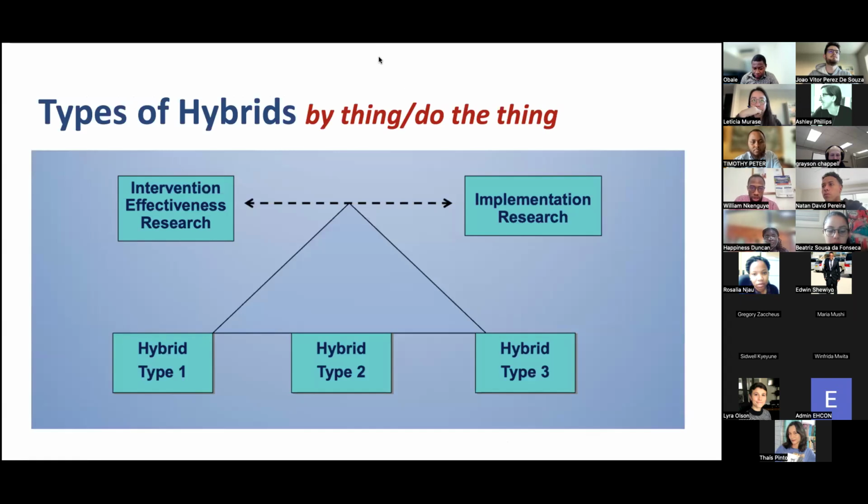So this is the same as the previous, just an emphasis that whenever we are thinking about different hybrid designs, we have to think about what we are doing more. Are we doing more effectiveness research? That is to say, we don't have evidence that the evidence-based practice is working well in a real-world setting. So we have hybrid type 1, hybrid type 2, and hybrid type 3.